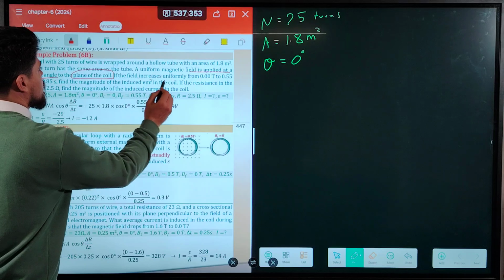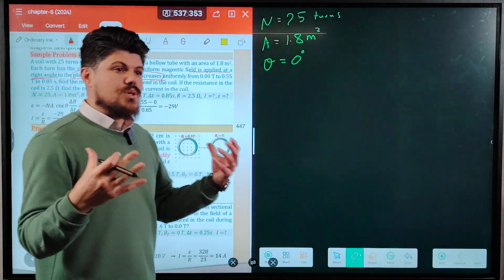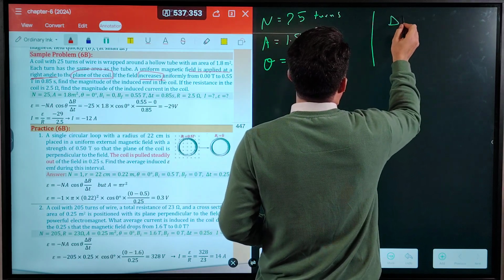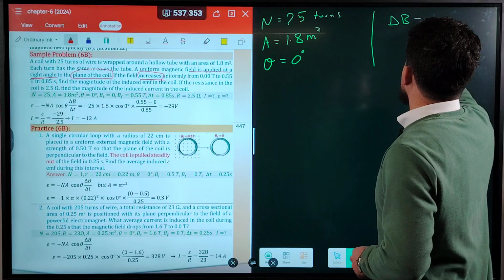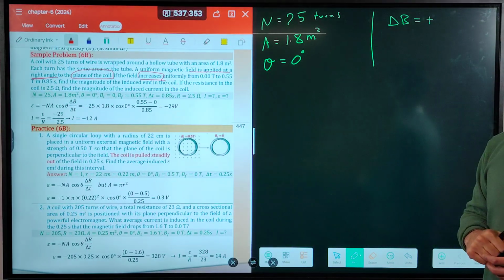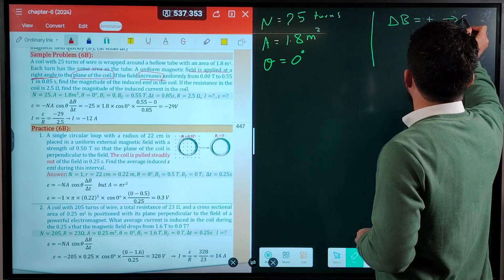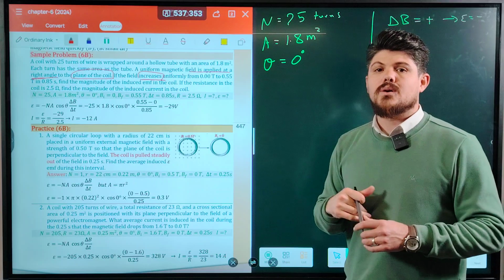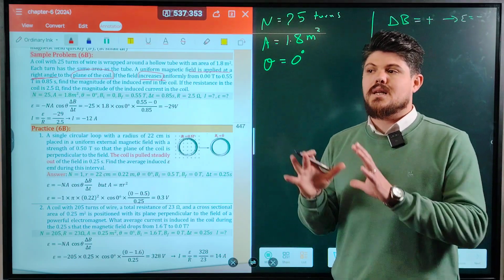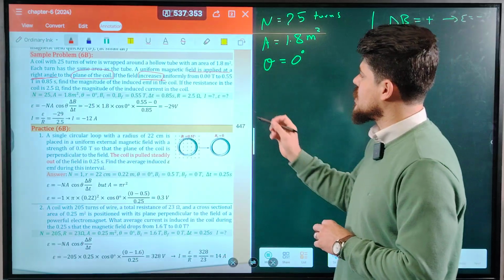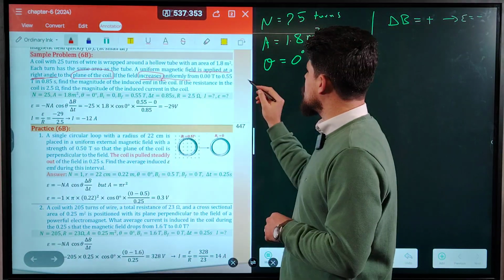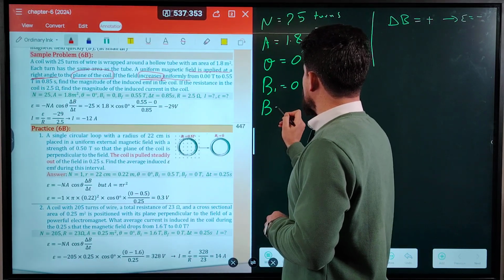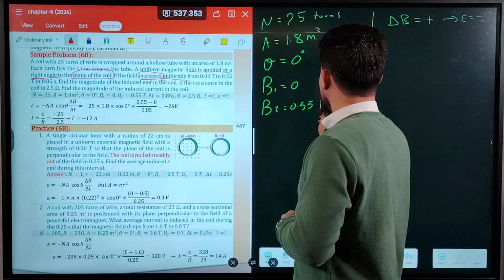If the field increases, guys, look, as I told you in the previous lesson, when delta B, the change in magnetic field, increases, it becomes what? Positive. Okay. When delta B is positive, EMF becomes what? Negative, according to Lenz's law. In this question, we have a change in magnetic field. It means that area is constant, but the magnetic field is changing. It increases uniformly from 0 Tesla to 0.55 Tesla. B1 is 0, B2 is 0.55 Tesla.